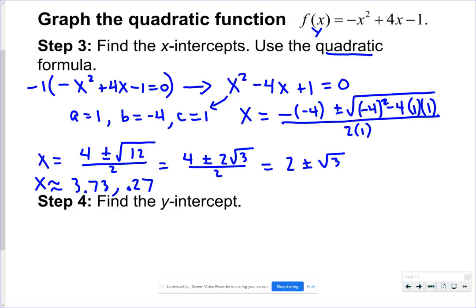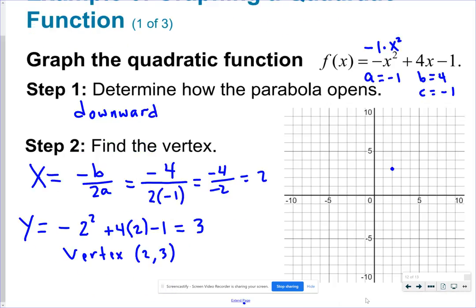Okay, and then our y-intercept, let's go ahead and find that. Our y-intercept is going to be, if I plug in x equals 0, I get y equals negative 1. Remember, it's just that c value. So I'm going to go back to my graph, and I'm going to put that on it. So y equals negative 1 is my y-intercept. Good, it's below my vertex. It better be.